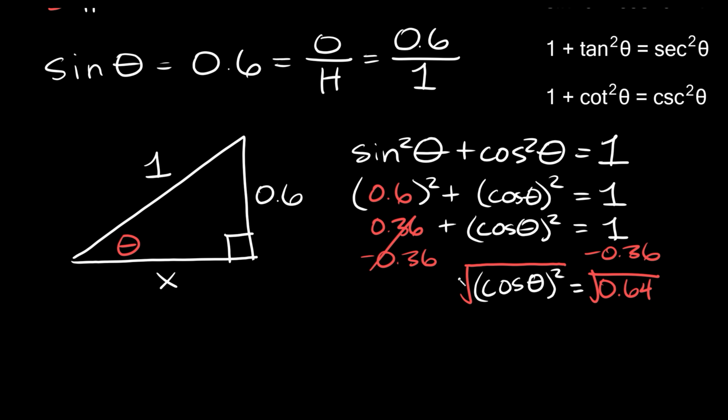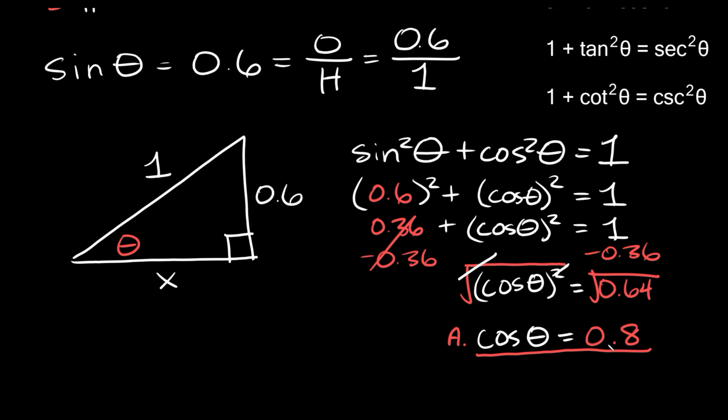So then the square root and the squared exponent cancel each other out, and then we're just left with whatever's inside of that radical. So in this case, it's going to be the cosine of theta, which is conveniently what we're looking for. And that's going to be equal to the square root of 0.64, which is going to be equal to 0.8. All right, so there's our answer for part A.